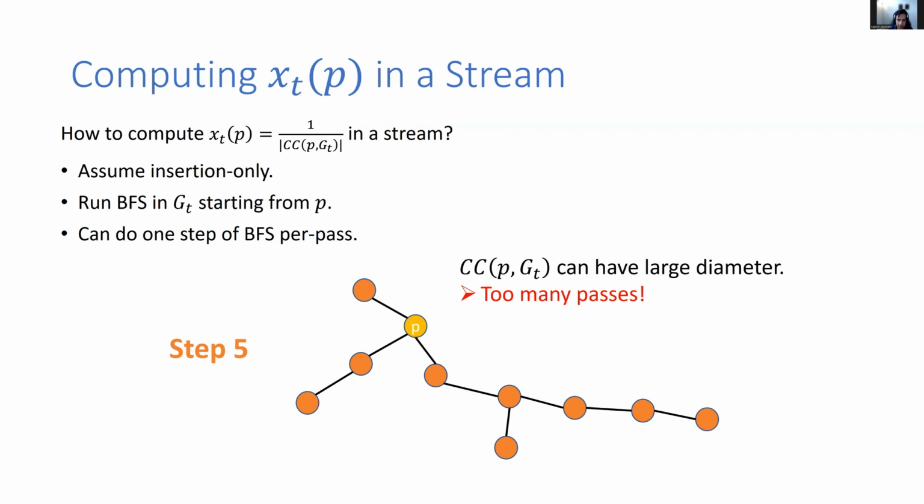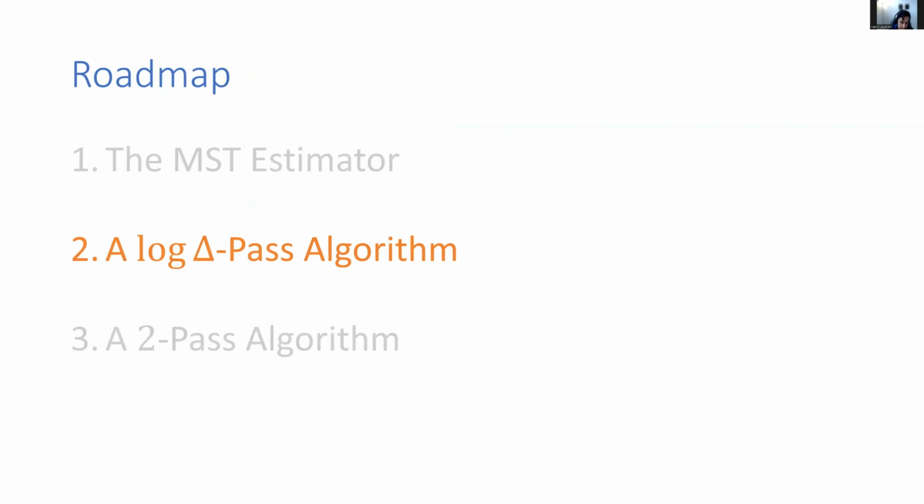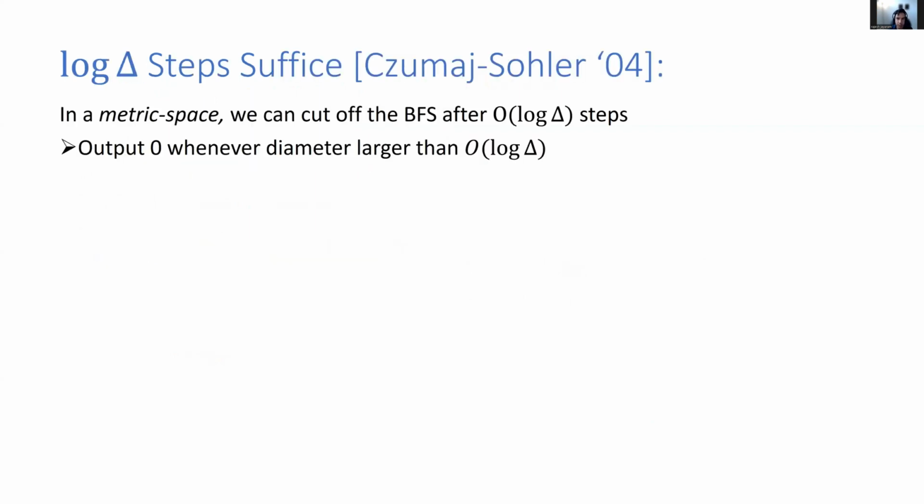We're going to see how we reduce the number of passes required to produce an estimate of this value x_t(p). So the first thing we'll do is show how to do it in log Δ passes. This is a very nice idea that was implicit in prior work, in particular in the paper of Chazelle, Rubinfeld, and Trevisan. They had this very nice observation that in a metric space, where we have the triangle inequality and distances between points, we can cut off this breadth-first search after only log Δ steps. Remember, Δ is the aspect ratio. In particular, you sample your point and start doing a BFS, and if the diameter is larger than log Δ, then I'm going to cut off the BFS, and instead of outputting my random variable, I'll output 0.